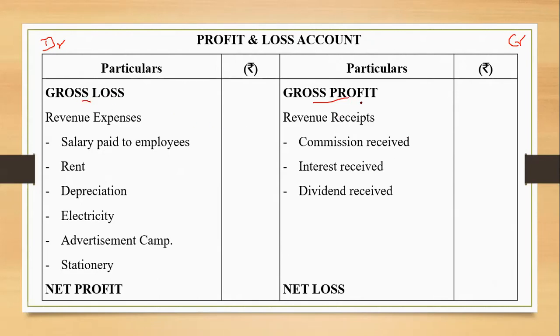After the gross profit has been put on the credit side, you need to write the revenue receipts here, the amounts that you keep receiving as regular operating income or non-operating income. Commission received, interest received, dividend received, all such incomes will be a part of the credit side of the profit and loss account. On the debit side, all expenses are recorded: salary, rent, depreciation, electricity, advertisement campaign, stationery. Various amounts can be there. I have just recorded some examples here to make you understand which amounts are to be recorded in the profit and loss account.